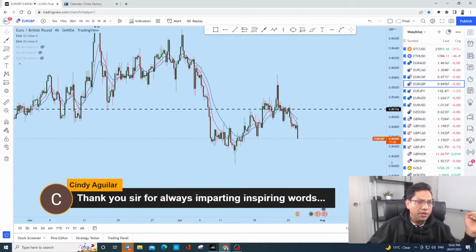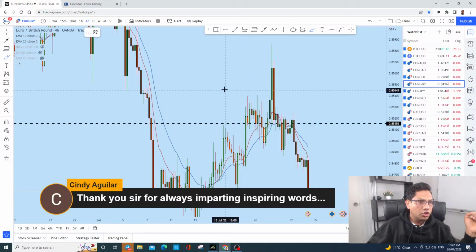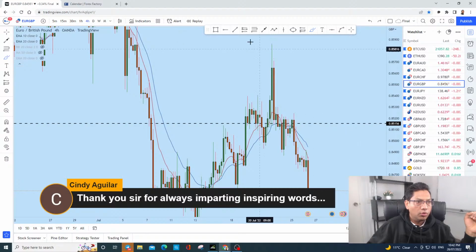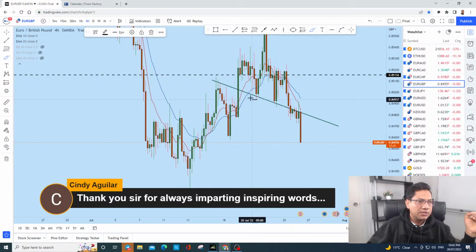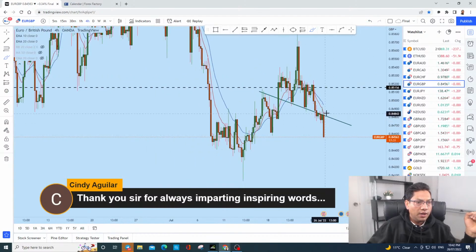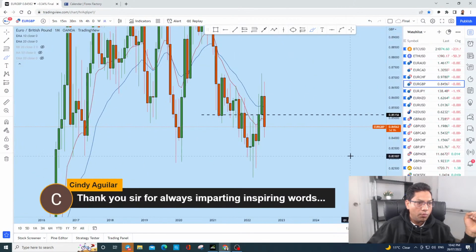Now on Euro GBP, you can see that first of all a big head and shoulder has been created. This is a long head and shoulder on Euro GBP, very long. You can see this is the support of this head and shoulder, support here, and from this support, which then acted as resistance, we see a breakdown from here.